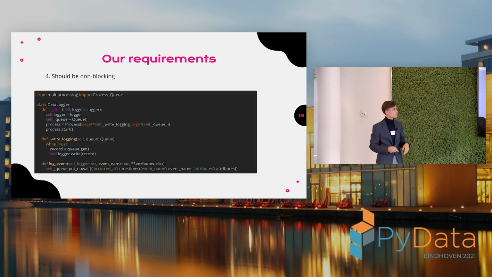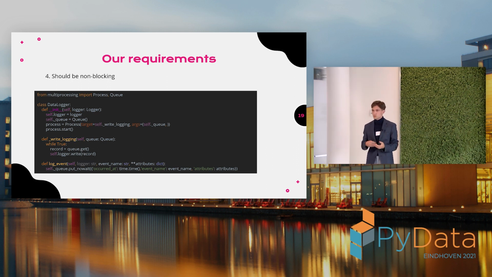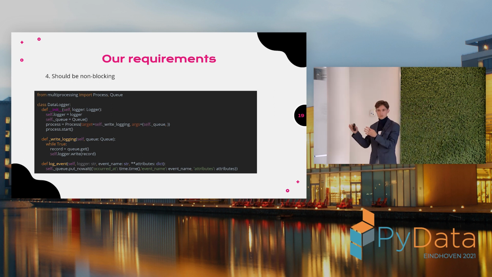And lastly, it should be non-blocking. We do not want the full application to run into some error because the logging module is not working. So we just start a different process for it, and in that separate process, we log all these things. So basically when somewhere in the application we say we want to log something, we just put it into a queue, and then the data logger will work.